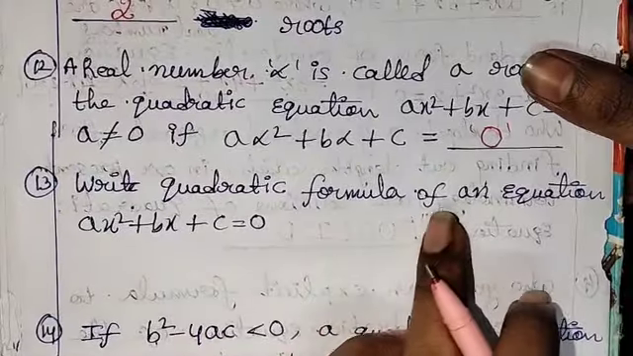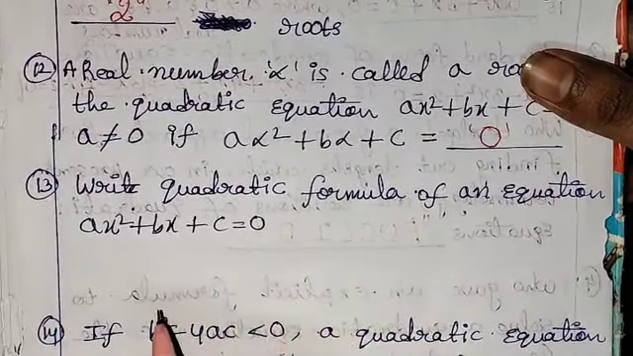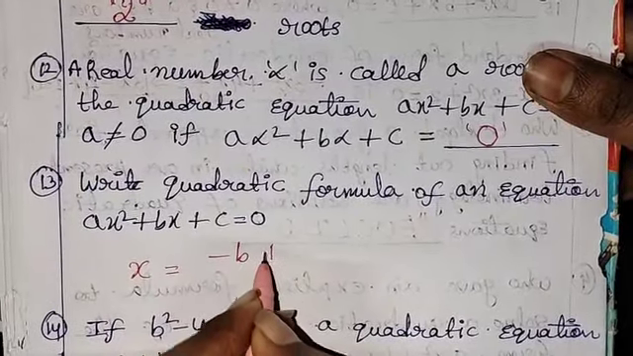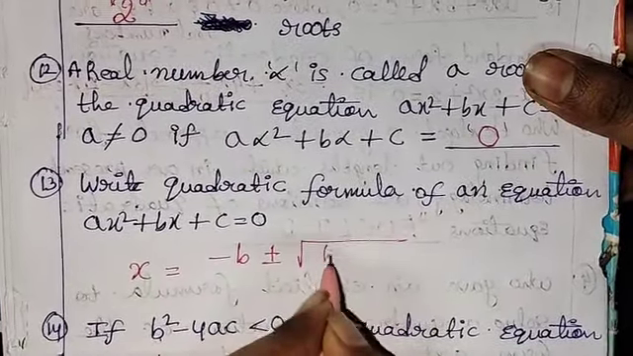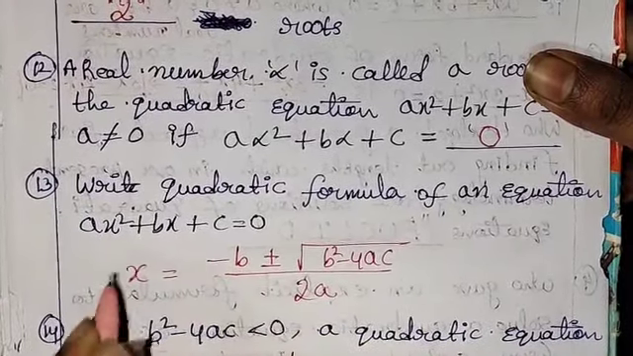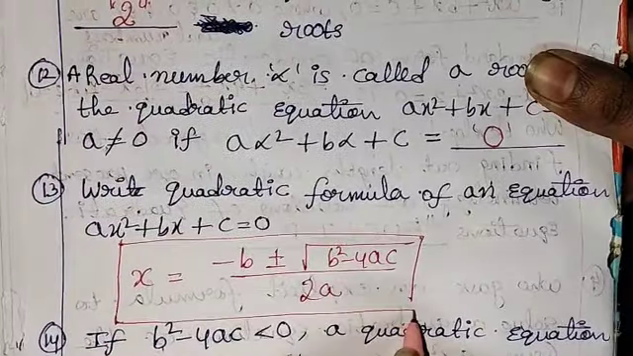Write the quadratic formula of the equation ax² + bx + c = 0. So x = (−b ± √(b² − 4ac)) / 2a. This formula is called the quadratic formula. This formula was derived by Sridharacharya.